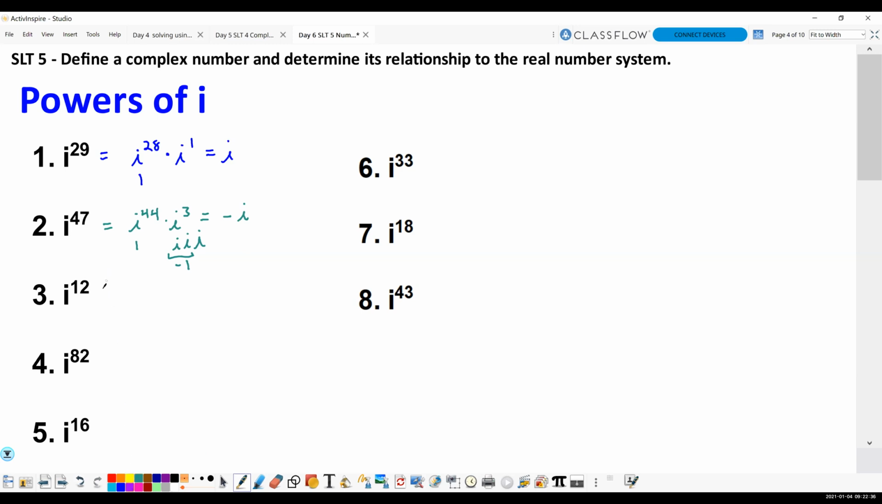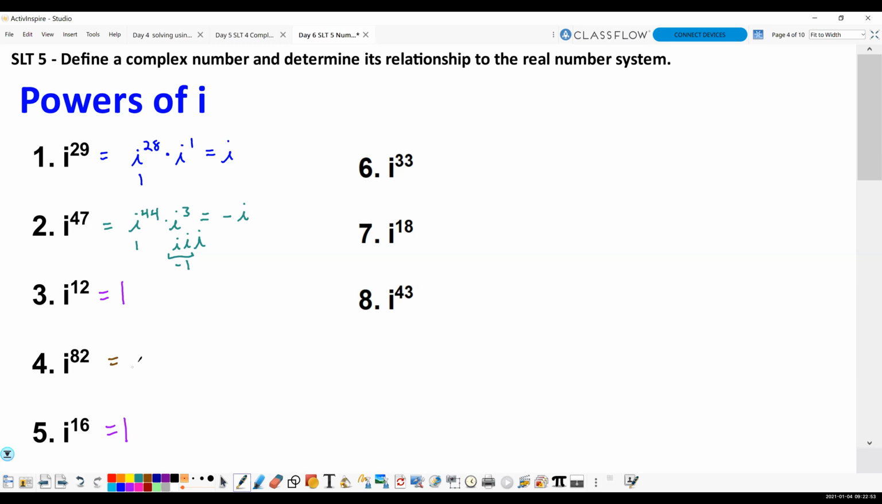All right. Number 3, i to the 12th. Well, 12 is a multiple of 4. So I know this one is just 1. And while we're at it, I know that 16 is also a multiple of 4. So that one's just 1. And these guys aren't multiples of 4, so we're going to have to dig into those.